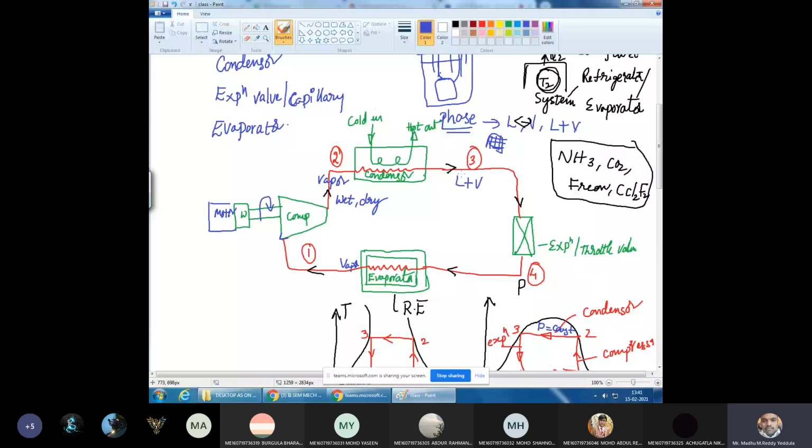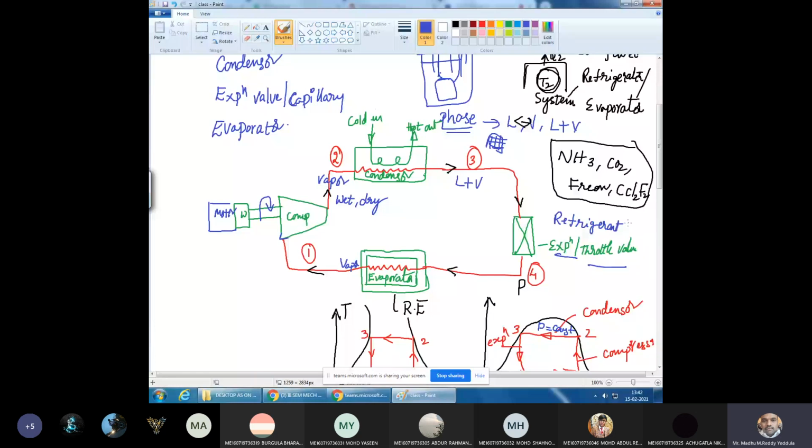Now this refrigerant is passed through the expansion or throttling valve. The expansion of high pressure refrigerant is done by this throttling process. During this process, pressure drops. During the expansion process, pressure drops, but enthalpy, as I said, remains constant. So due to this drop in pressure, the refrigerant starts boiling. Very, very important, the refrigerant starts boiling.